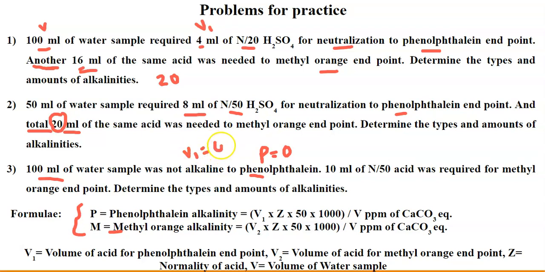And then it is given that 10 ml of N by 50 acid was required for methyl orange endpoint. So capital V is 100 volume of water sample. 10 ml given here is actually V2, which is required for methyl orange. Concentration of acid you can calculate from this, and you can substitute the value. So this would match the first criteria of the table, where value of P is equal to 0. So you can try and solve these numericals.